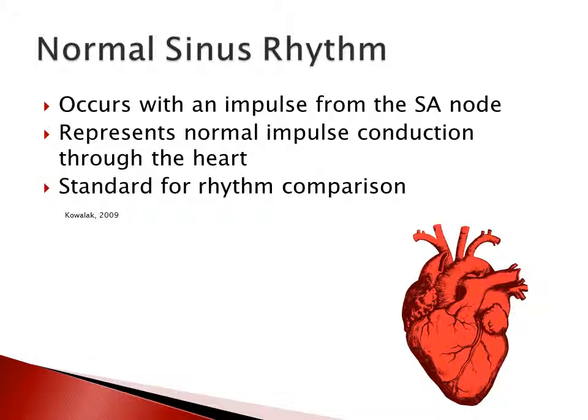In order to recognize arrhythmias, we have to be able to recognize a normal cardiac rhythm. Normal sinus rhythm occurs when an impulse that begins in the SA node or sinoatrial node progresses to the ventricles through a normal conduction pathway. It represents a normal impulse conduction through the heart, and this is the standard against which all other rhythms are compared.